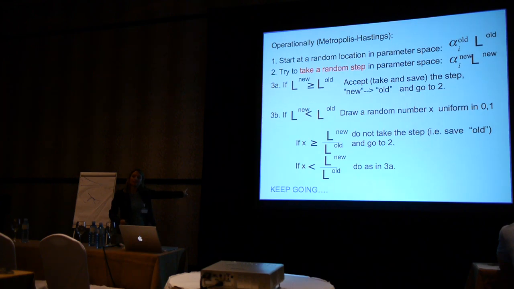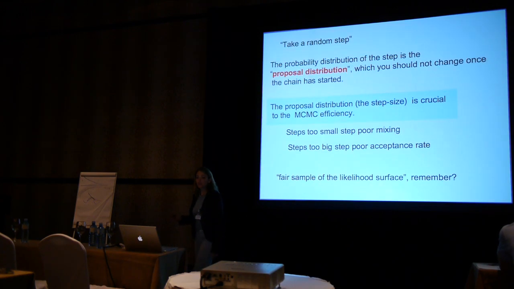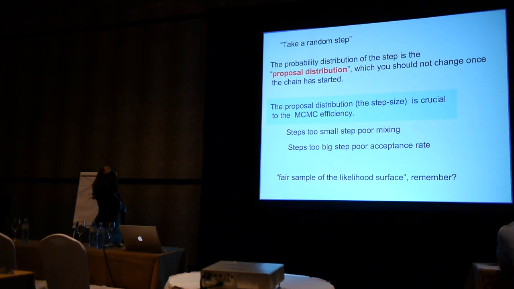Keep going. Repeat. And I guarantee you that eventually you will get exactly what you want. So if you want to write your own Markov chain code, you can do it. That's all you need to do. Now, of course, things are never as easy. So what does it mean to take a random step? We need to specify that.